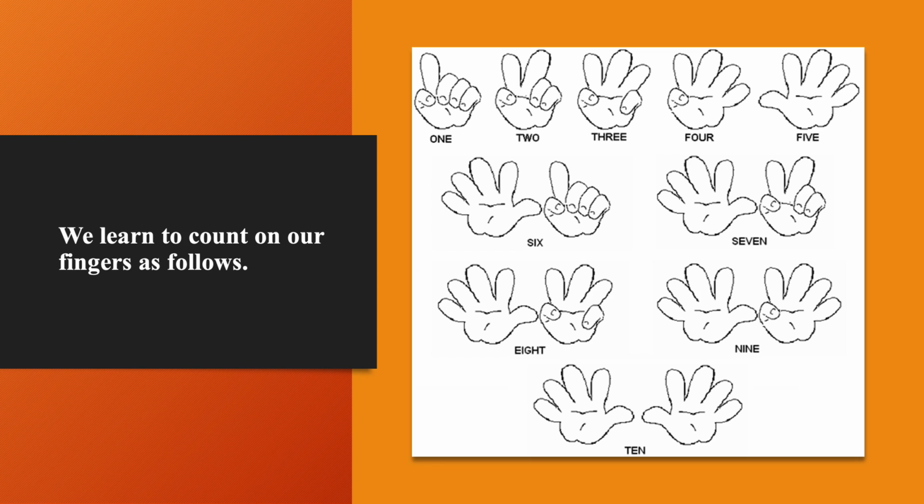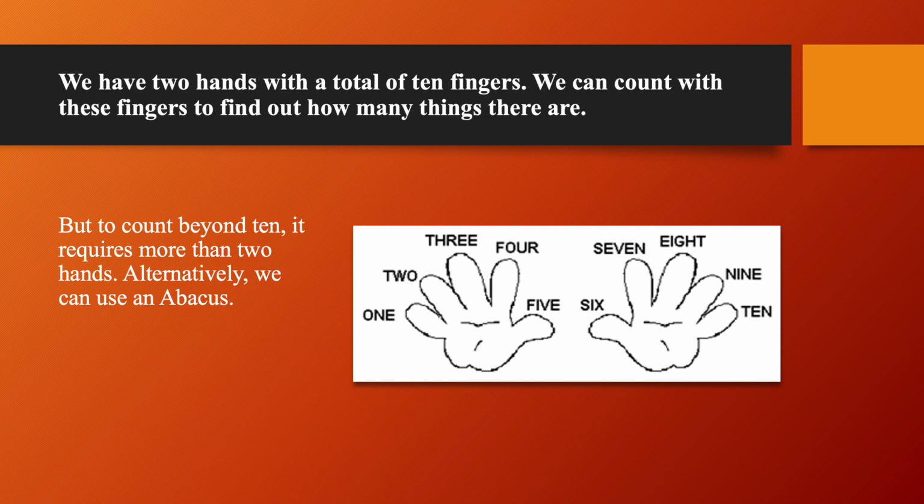We learn to count on our fingers as follows: 1, 2, 3, 4, 5, 6, 7, 8, 9, and 10. We have two hands with a total of 10 fingers. We can count with these fingers to find out how many things there are. But to count beyond 10, it requires more than two hands. Alternatively, we can use an abacus.